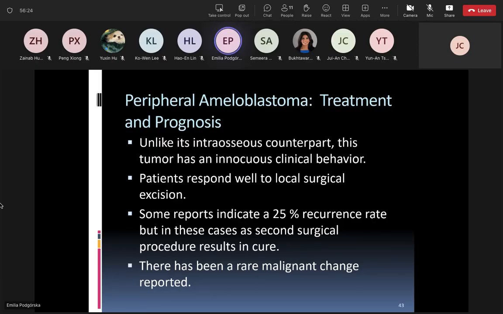Unlike its intraosseous counterparts, this tumor has innocuous clinical behavior. Patients respond well to local surgical excision. Some reports indicate a 25% recurrence rate, but in these cases a second surgical procedure results in a cure. A rare malignant change has been reported.